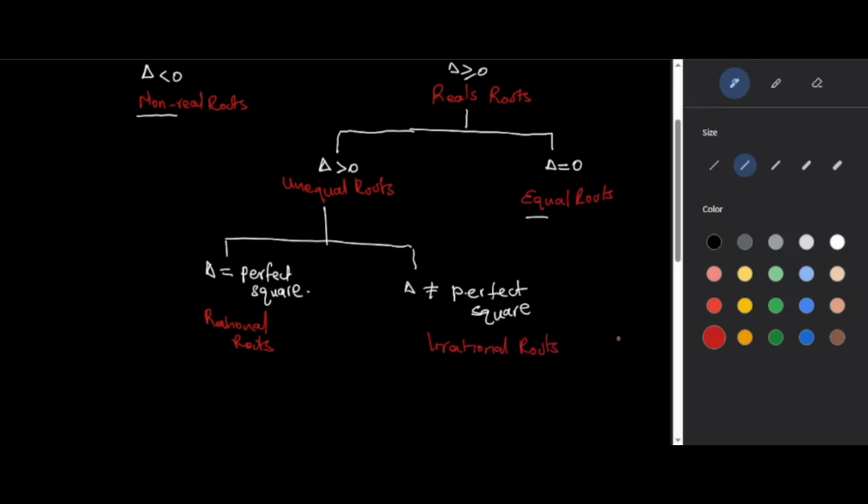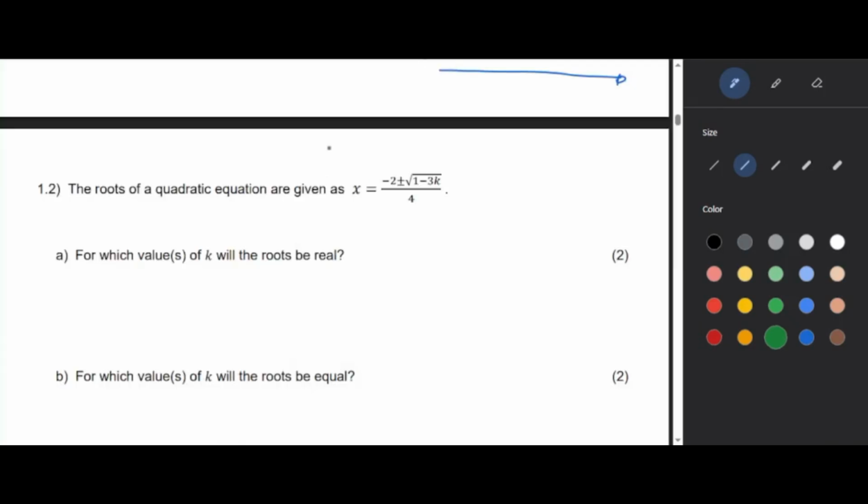Now, let's go back to the question paper. What is the question paper saying? For which values of k will the roots be real? So we need to go back to the board and see when the nature of the roots is real. Okay, let's go back to the board now.